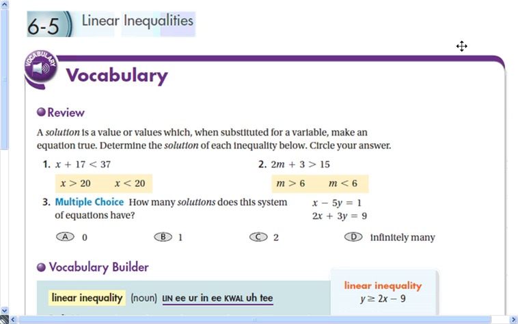Hey students, this is lesson 6.5, linear inequalities. You will learn how to graph linear inequalities in two variables and to use linear inequalities when modeling real world situations. All right, here's a review.